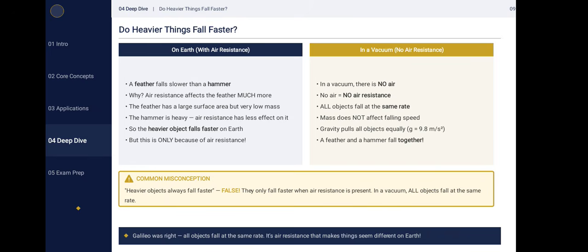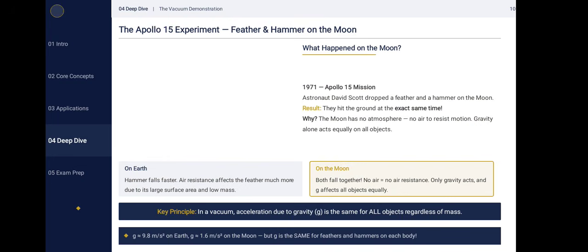And this was famously demonstrated by Apollo astronaut David Scott on the moon, where there is no atmosphere. He dropped a hammer and a feather together, and they hit the lunar surface at the exact same moment.